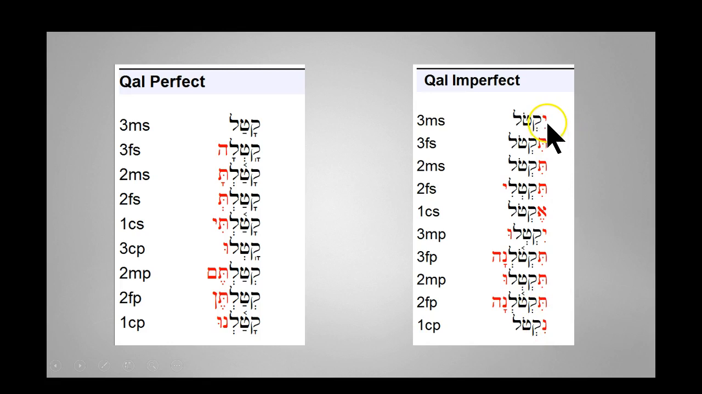So one more time. Yiqtol, tiqtol, tiqtol, tiqtli, eqtol. Yiqtelu, tiqtolna, tiqtelu, tiqtolna, niqtol. So you'll need to be able to write both of these conjugations out for the quiz. Say them. If you have BibleWorks, BibleWorks has a great audio file. Use that, but get these down. Foundation point for us.